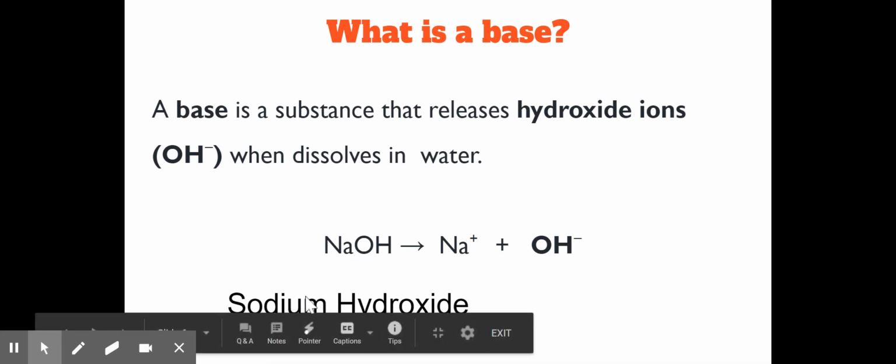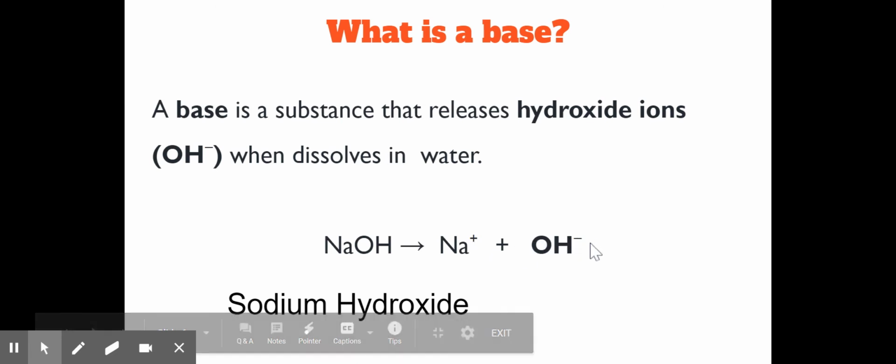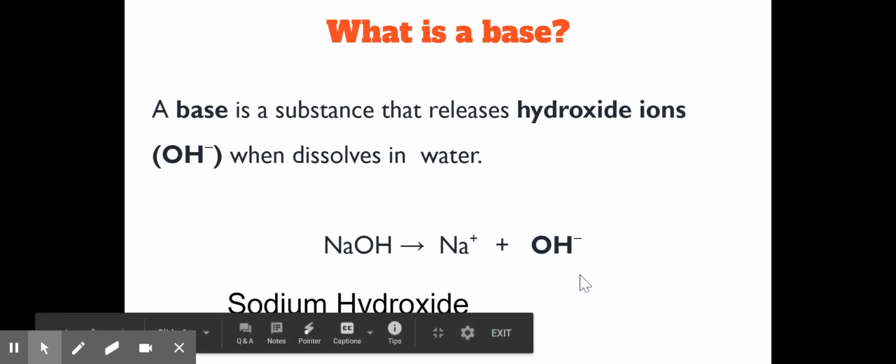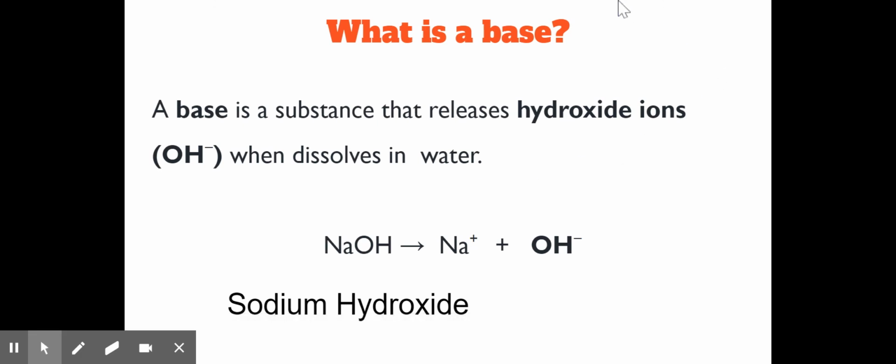Okay. For example, sodium hydroxide is a very typical base. When we dissolve this in water, it forms sodium ion, which has a positive charge, and hydroxide ion, which has a negative charge. It's OH negative. We use that sign to indicate it. What you need to do right now is please write this sentence in your notes. Okay, what is a base?